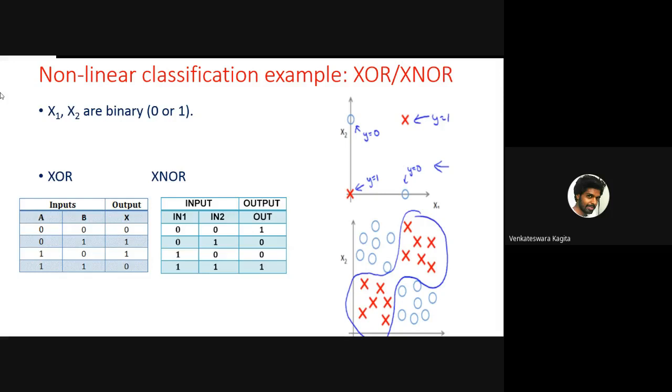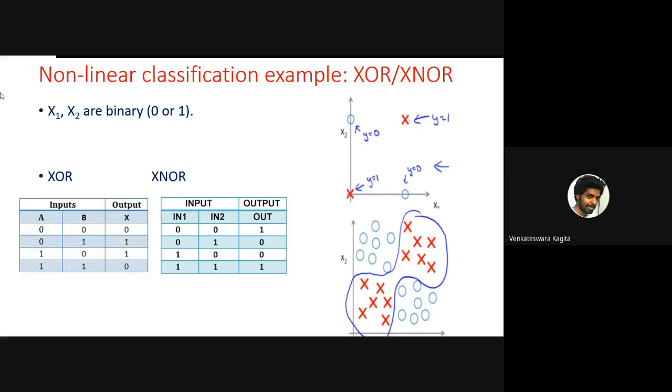So let's look at a problem first, then we'll also see how the neural network solution solves this problem. Okay, so let's have a look at this nonlinear classification example. Example that I took is XOR or XNOR. You know these gates, right? Given two inputs, it will produce some output, isn't it? What is XOR gate output? Given 0 0, 0 1, 1 0, 1 1. If both the inputs are the same, then it is 0. If they are different, then it is 1.